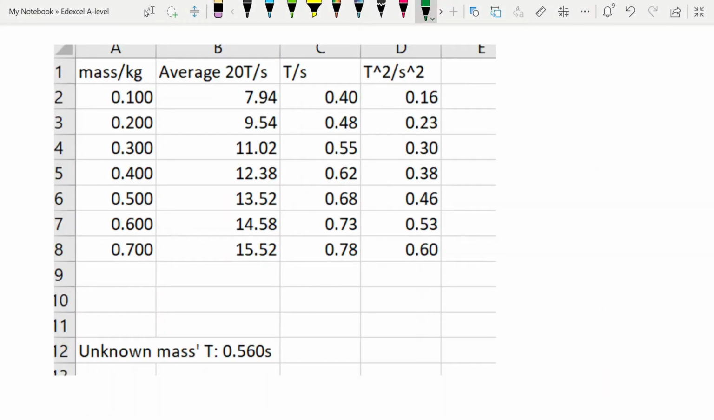You can see that the mass is measured up to 0.7 kilograms. And I've just put in the average of the 20 T's here. You'd obviously have to have 3 columns for your 3 repeats. There's the average. I've divided that average by 20 to give me this number.